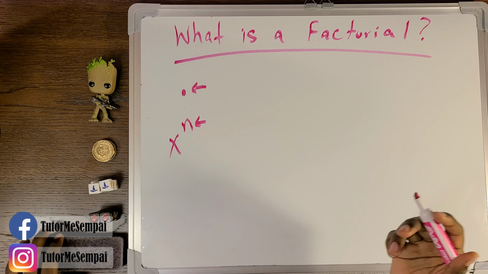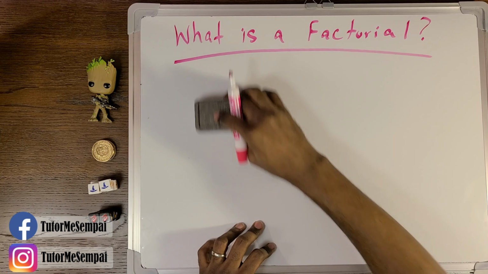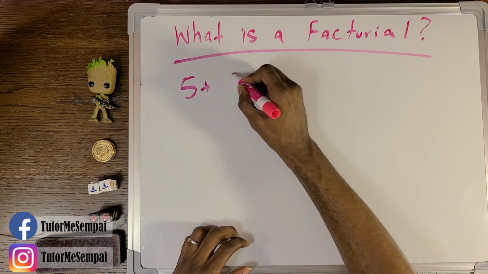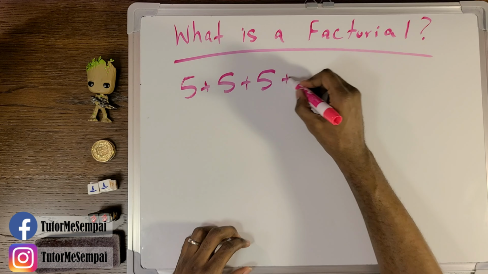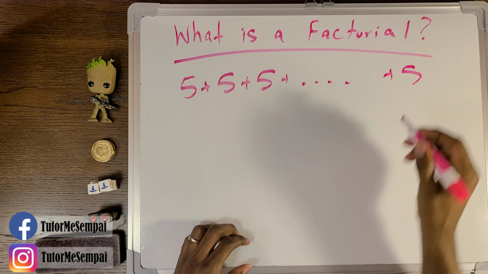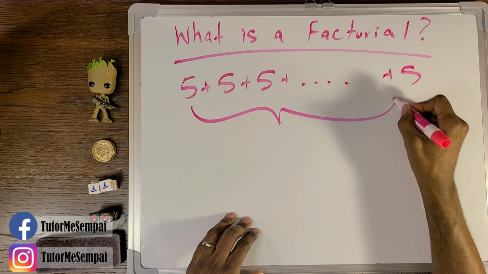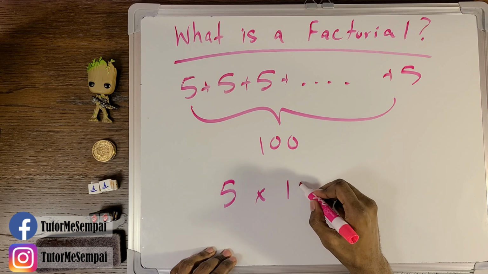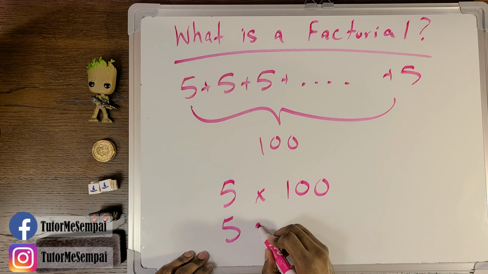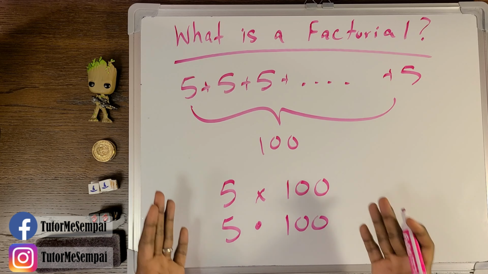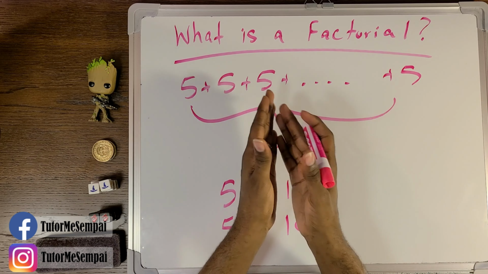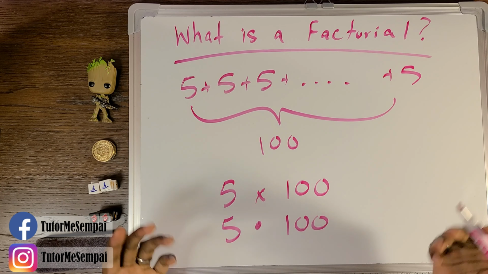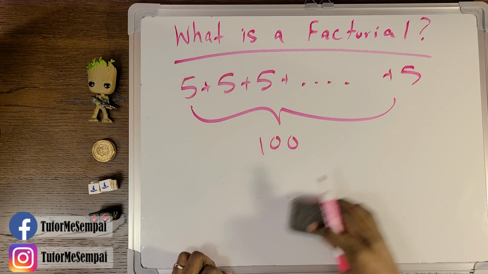Now at this point, we know that multiplication is the shorthand of what? Addition. So instead of doing 5 plus 5 plus 5 plus ... plus 5, let's say 100 times, we can simply say 5 times 100, or 5 dot 100. And this is our shorthand. So instead of wasting all that space, this is what we do, and we know it means the same exact thing. Likewise, exponents work in the same fashion.